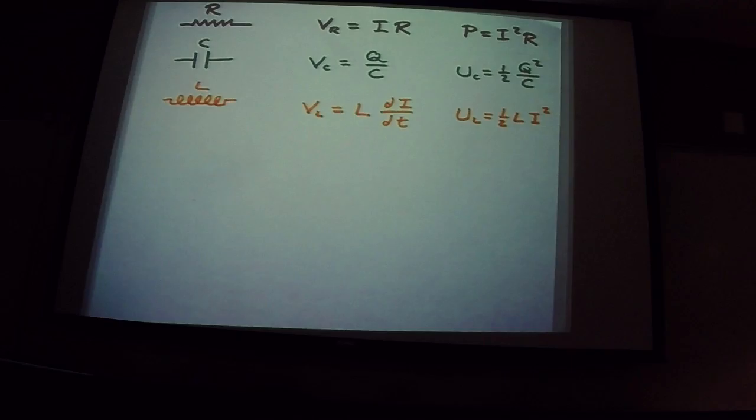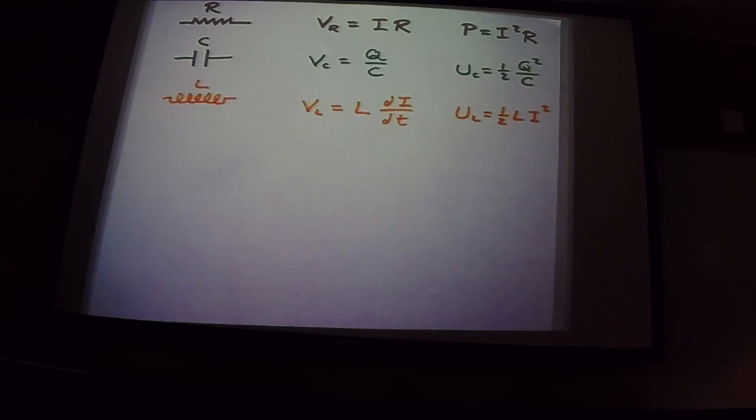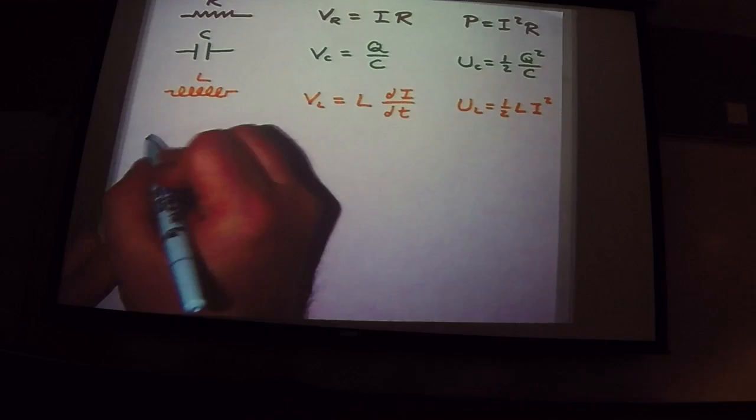So now we're going to take a look at what happens when we put an inductor along with a capacitor. Now when we do this, we have to assume that they are ideal, that there's no resistance at all. We're going to take a look at the LC circuit and see what happens.